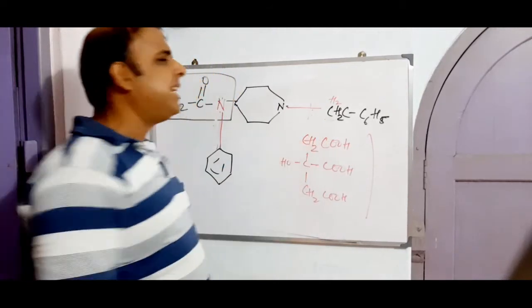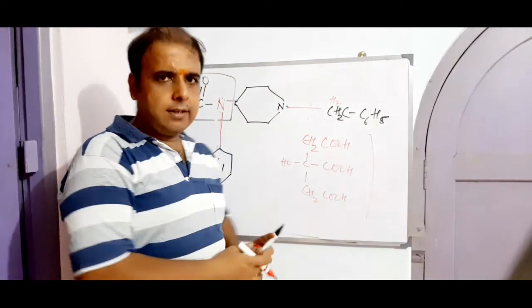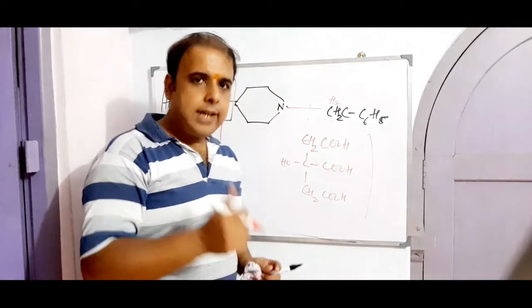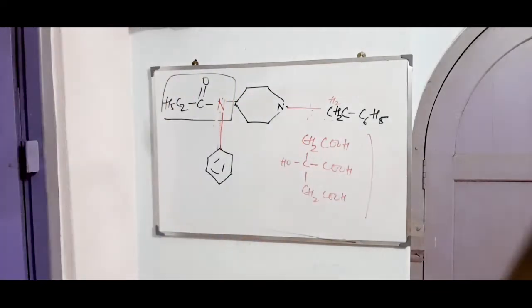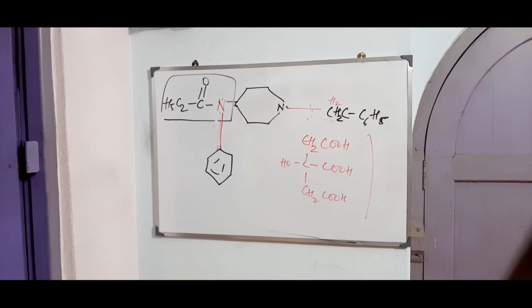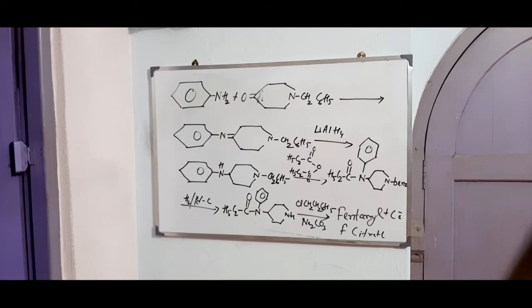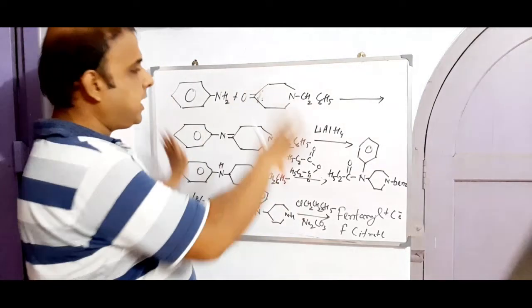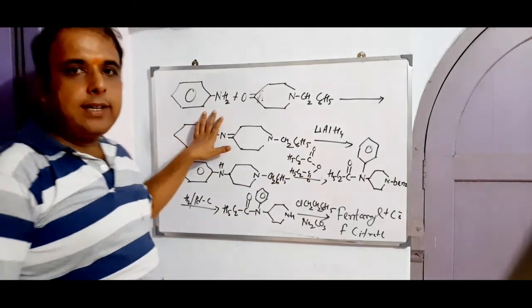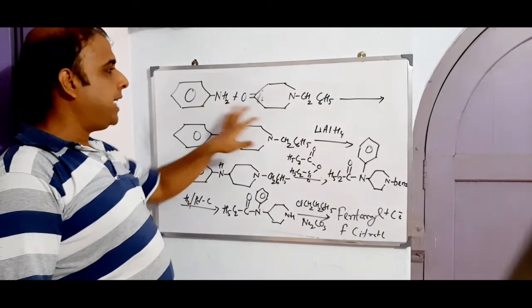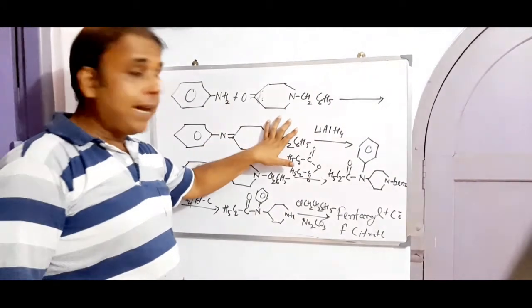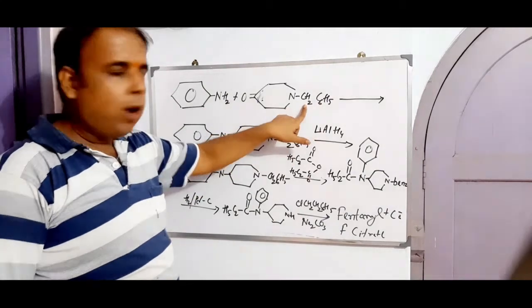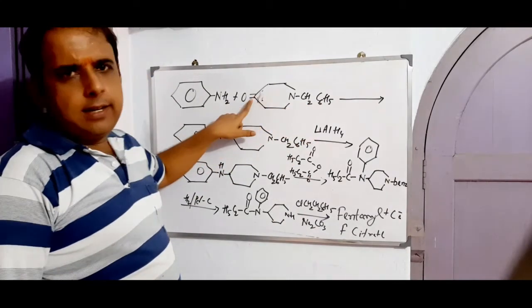So now let us see what exactly we studied for the last 10 to 15 minutes. Okay, so here we are with the entire scheme. What we did initially, we have taken aniline. To that aniline we have reacted piperidone actually. So this is 1-phenmethyl or 1-benzyl piperidin-4-one, right?